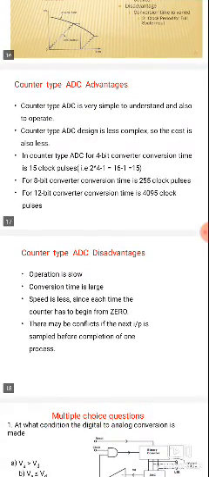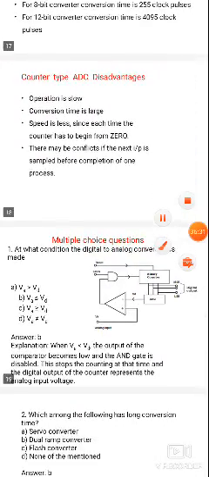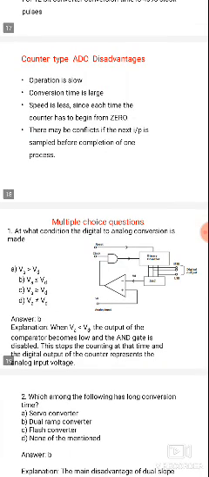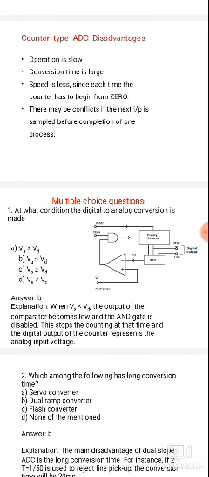Next, the cost is less and it is easy to operate. It requires 2^n minus 1 clock pulses, so based on the number of bits n we can get the clock pulses. For a 4-bit converter we get 2^4 minus 1, which is 15 clock pulses. The main disadvantage of the counter type ADC is that the operation is slow and the conversion time is large.